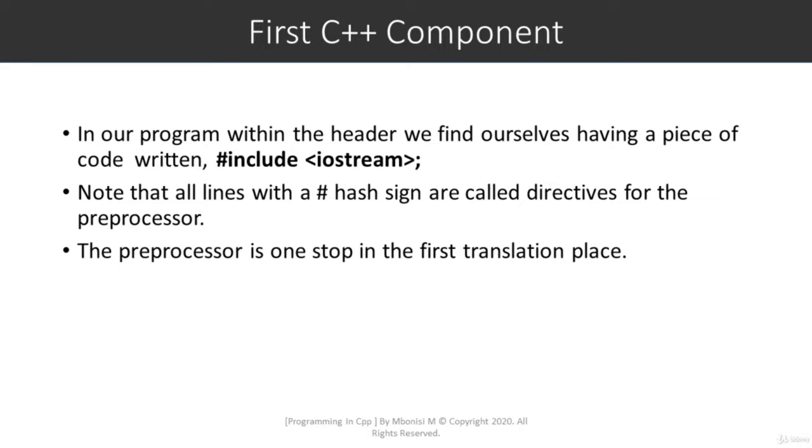However, you should note that all lines, I repeat all lines of code, begin with a # sign. Some may call it a pound sign, but for the sake of this course we will be calling it the # sign. All lines that start with a # sign are called directives for the preprocessor. The preprocessor is one stop in the first translation phase, so I have used a new word, preprocessor.